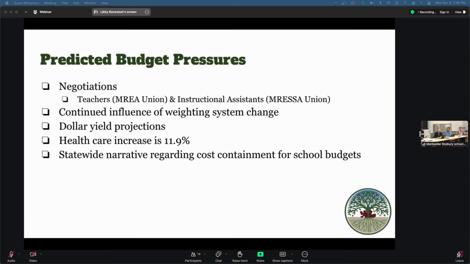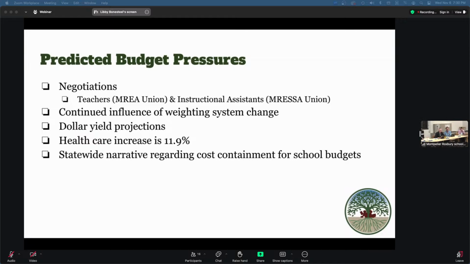Olivia, before you move on to the next one, just as a reminder, I think everybody on the board knows this, but maybe folks listening, the healthcare cost is not anything that the district negotiates. It's negotiated at the state level. Yeah. Thank you. So I meant to say that number is, there's nothing we can do about that number.